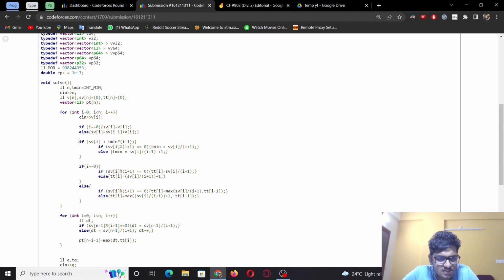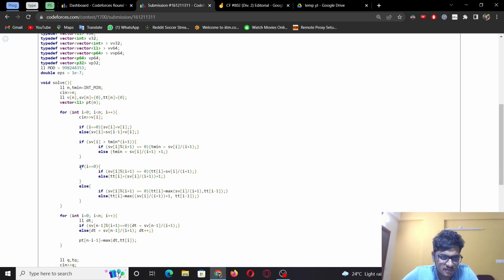Then what I've done is this is basically to calculate the minimum amount of time to fill all the locks. So SV of I will be, if it's ever greater than t min into I plus 1, basically like we have all the pipes open in the best case. So in that case, SV percentage I plus 1 will be, if it's 0, then we directly update it. If it's not, then we add 1.